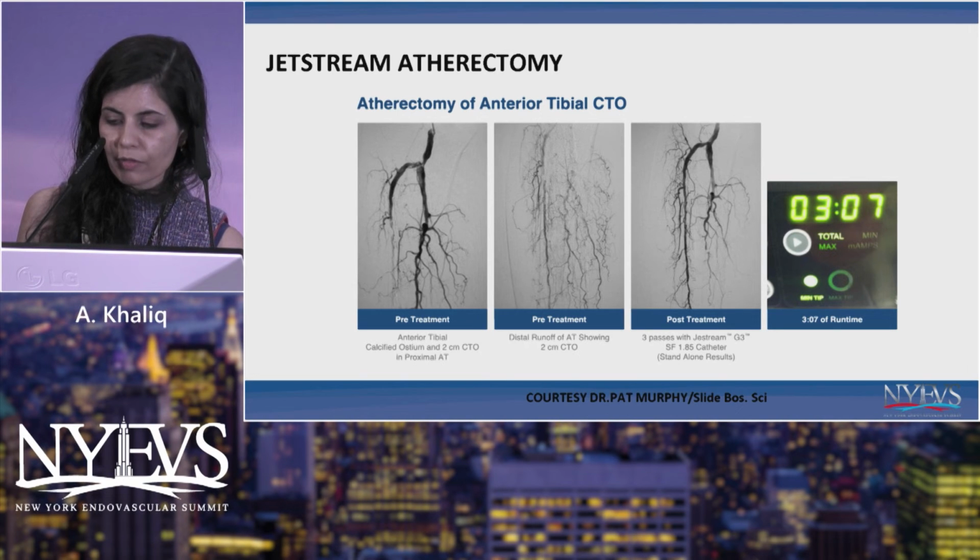And this is one of the Jetstream cases. It's courtesy of Boston Scientific, this slide, essentially showing a good outcome with just 3 passes of Jetstream. Next.